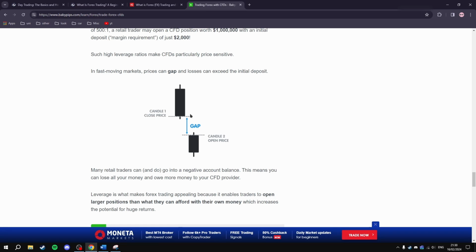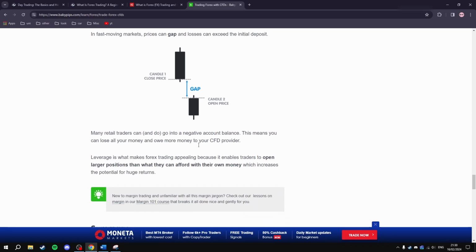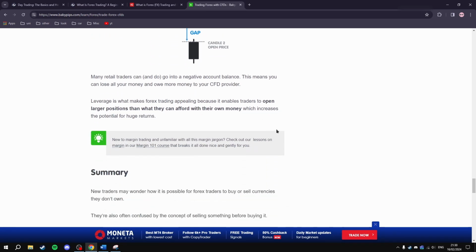Candle 1 closed price gap, candle 2 open price. Many retail traders can and do go into negative account balance. This means that you can lose all your money and owe more money to your CFD provider. Leverage is what makes Forex trading appealing because it enables traders to open larger positions than what they can afford with their own money, which increases the potential for huge returns.